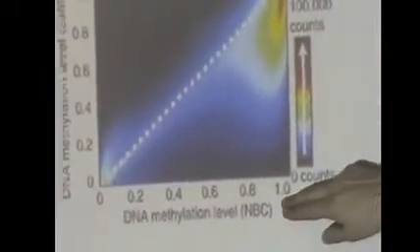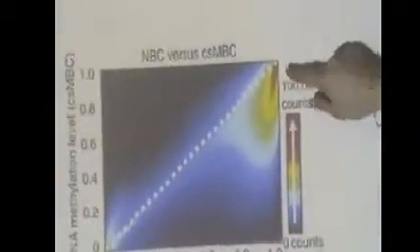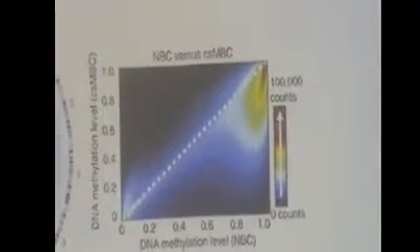You can also see this here in the figure on the right, where you have here the later differentiation step, and here the more naive B cell, and you can see that the methylation amounts are higher.